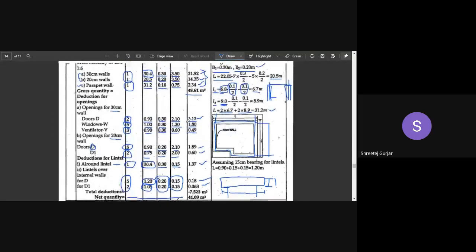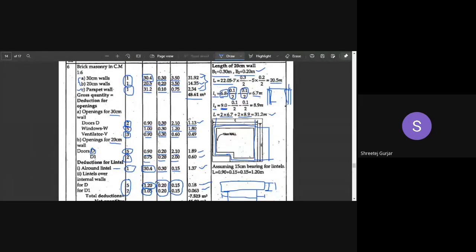So I hope brickwork is clear. And if you have any doubt in any of the things that I have explained until now, you can ask. You can type in chat, or you can just unmute and you can ask.